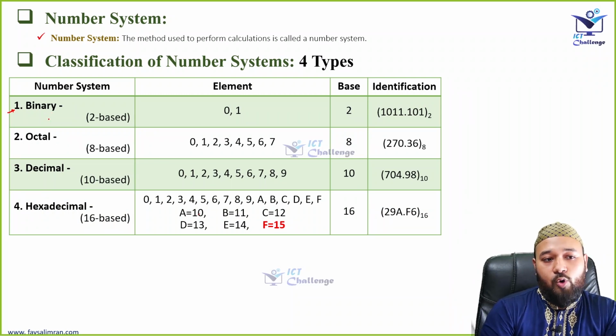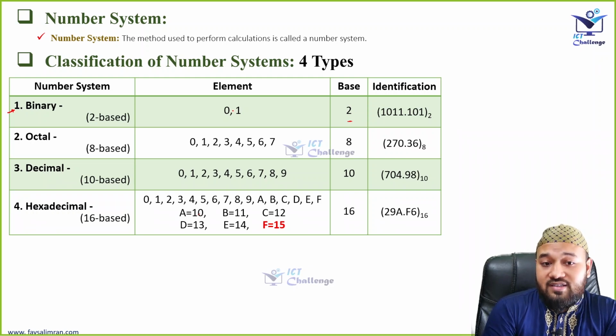So if we open a bag of binary, we get 2 elements, that is 0 and 1. That means the binary number system contains only 2 elements, 0 and 1, and the base is 2. What is the base? Base is the quantity of the elements. There are 2 elements, that means the base is 2.